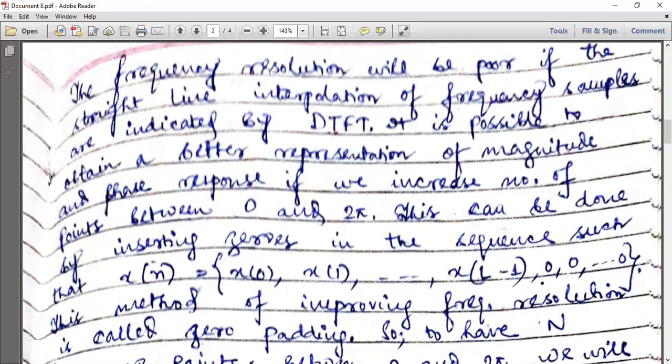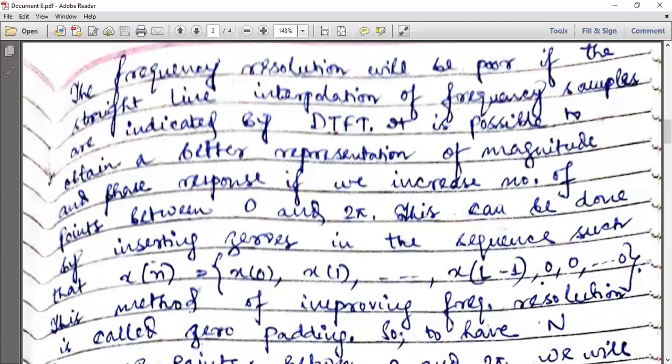It is possible to obtain a better representation of magnitude and phase response if we increase the number of points between 0 and 2 pi. So increasing the number of points between 0 and 2 pi will give us a better magnitude and phase response. Clear? So this can be done. How will we increase the points? We can't increase any arbitrary points, isn't it?